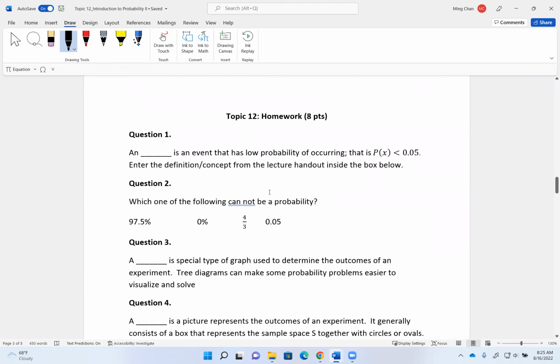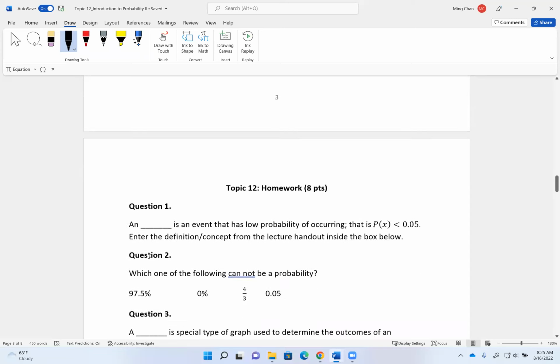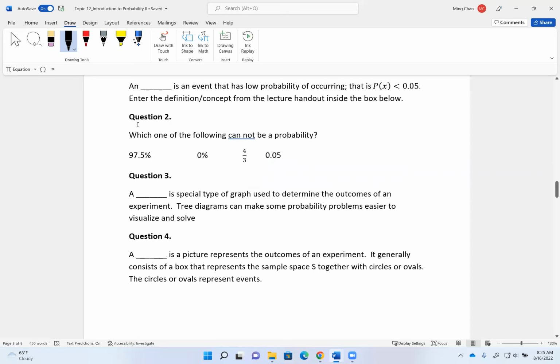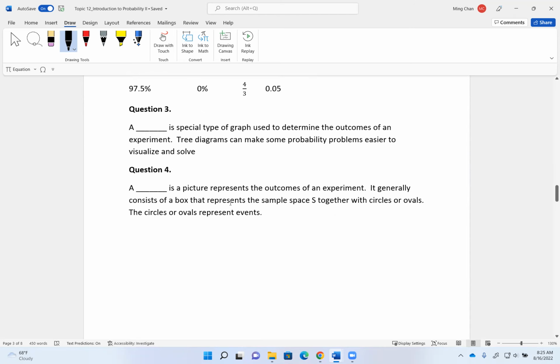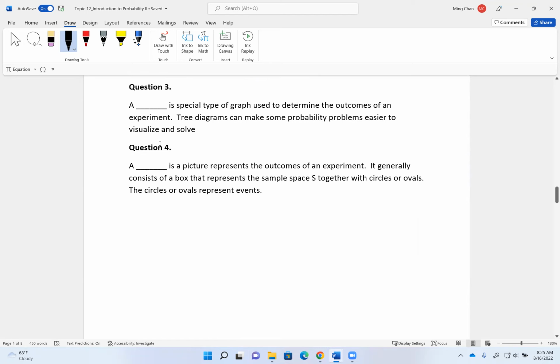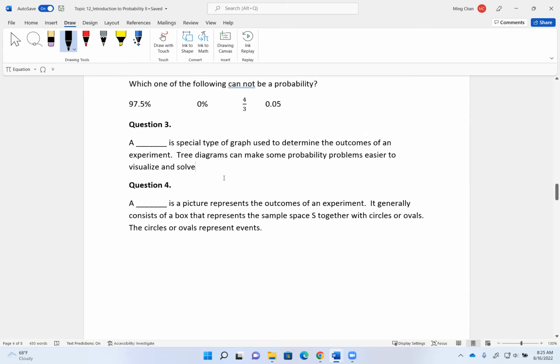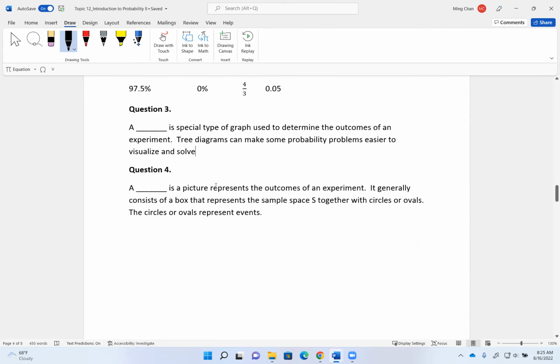All right, let's look at the homework. All right, number 1 is copied from the definition concept from your handout. So, what is an event that has a low probability of occurring? That is a probability that has to be less than 5%. So an unusual event. All right. Question number 2 is multiple choice. You tell me which one of these 4 numbers cannot be a probability. Questions 3 and 4 are actually coming from the definition handouts.